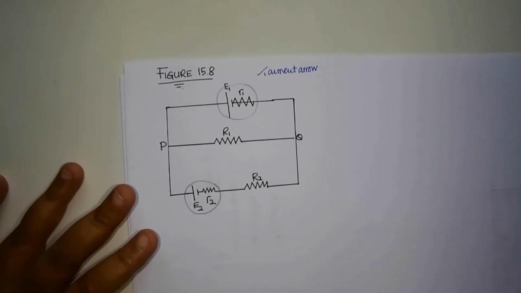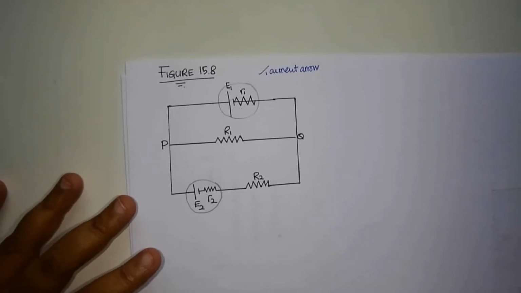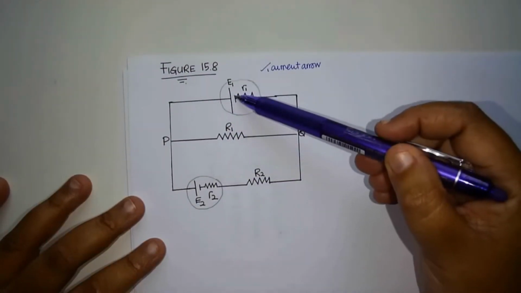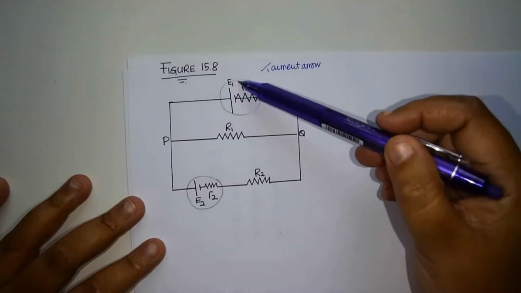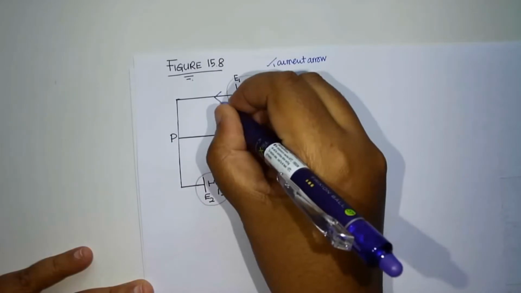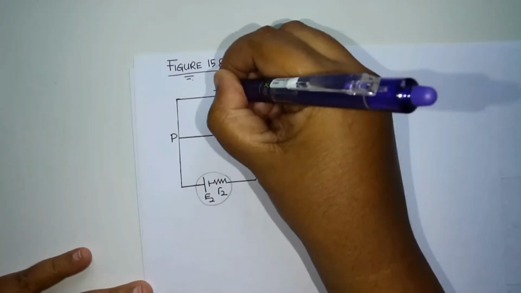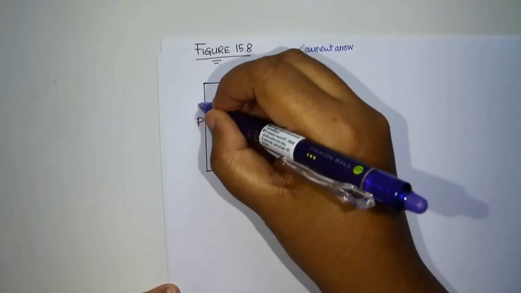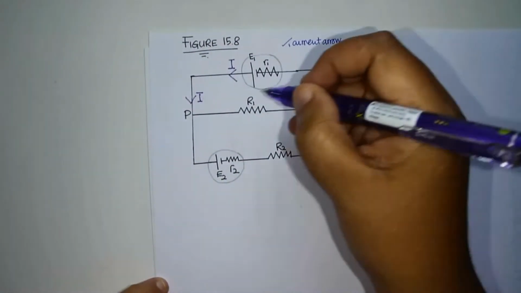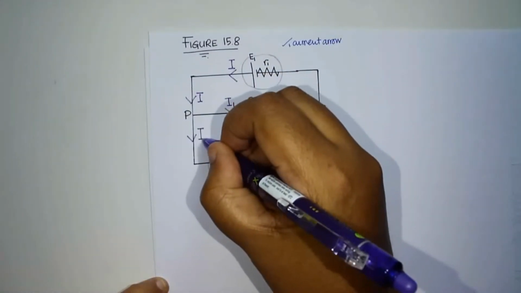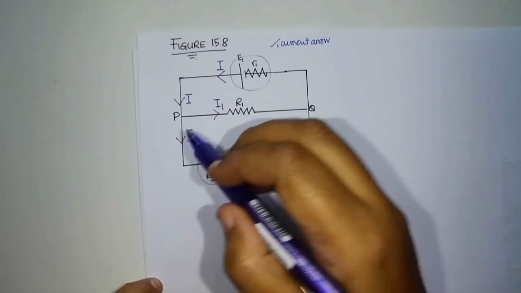For the current arrow drawn by the book, you can choose whichever EMF you want. We have E1 and E2, but we are going to choose E1, following the book. The current that flows from E1, we label as I, exactly like the book. Then the current that flows here is I, the current that flows in here is I1, and the current that flows here is I2. So all of this is the current arrow.